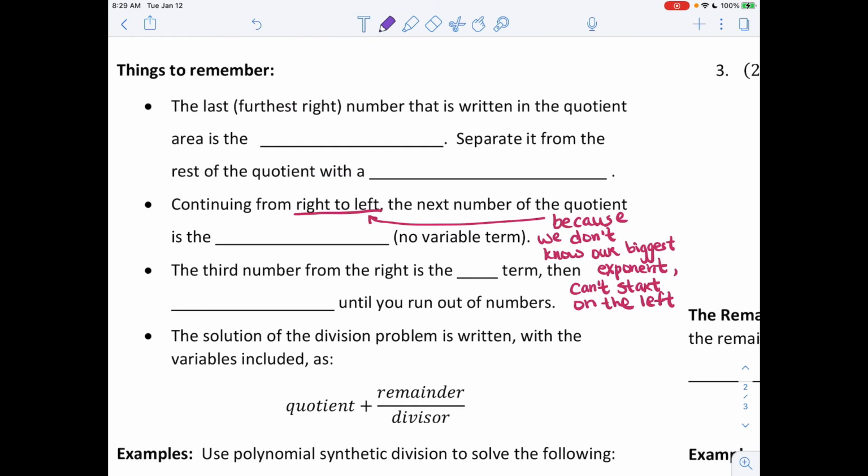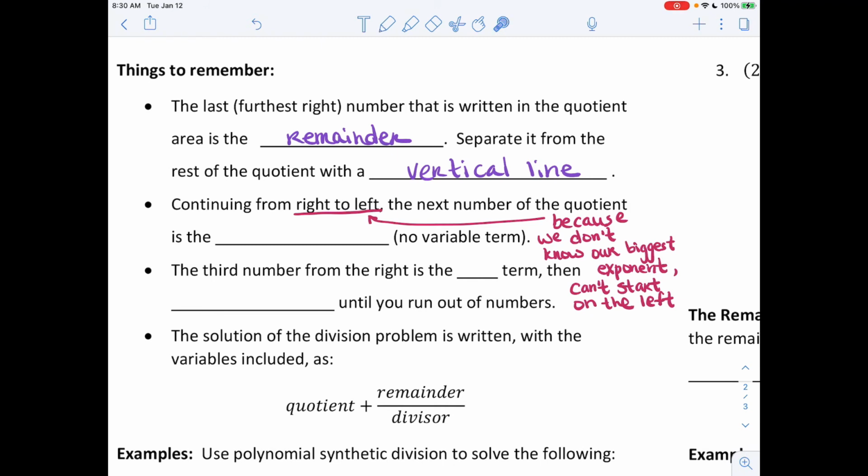There are some things to remember, to keep in mind as we go through the problems. I'll be referring back to these as we start working our examples, but again, I want you to have a written record of it so that it will make sense once we start doing the examples. So the first thing to know is that the last number that you write, the one that's on the furthest right in the quotient area, is the remainder. And so we're going to separate that from the rest of the quotient with a vertical line, to make sure that we remember that that's partitioned off and that the remainder will be written divided by the divisor.